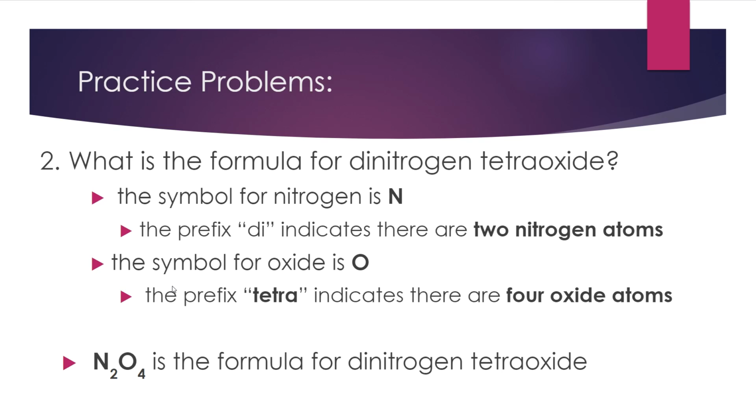What is the formula for dinitrogen tetraoxide? The symbol for nitrogen is N. The prefix di indicates that there are two atoms. The symbol for oxide is O. The prefix tetra indicates that there are 4 oxygen atoms. And remember, we're not using the crossover method here. That's only used for ionic compounds. Remember that the name tells you how many there are. So N2O4 is the formula for dinitrogen tetraoxide.